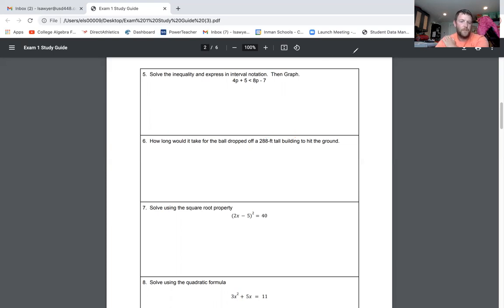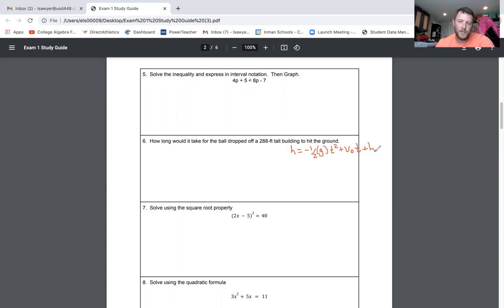Number 6. Okay, so number 6 is how long would it take for a ball to be dropped off a 288-foot tall building to hit the ground? It's going to give you an equation, actually just one equation, and it's going to be height is equal to negative 1/2 times g, which is gravity, times t squared plus v naught t plus h. And this is exactly how the question is going to read. How long will it take for the ball dropped off a 288-foot tall building to hit the ground?